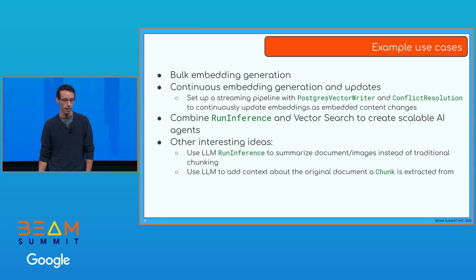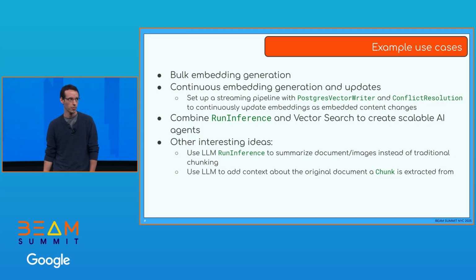All right, so some use cases for this RAG package are obviously bulk embeddings, and continuously updating embeddings for data that's changing, like an online store where descriptions change. The database you choose depends on your use case. Postgres, for example, has conflict resolution where you can continuously update your data. And then we can use RunInference and vector search to create AI agents.